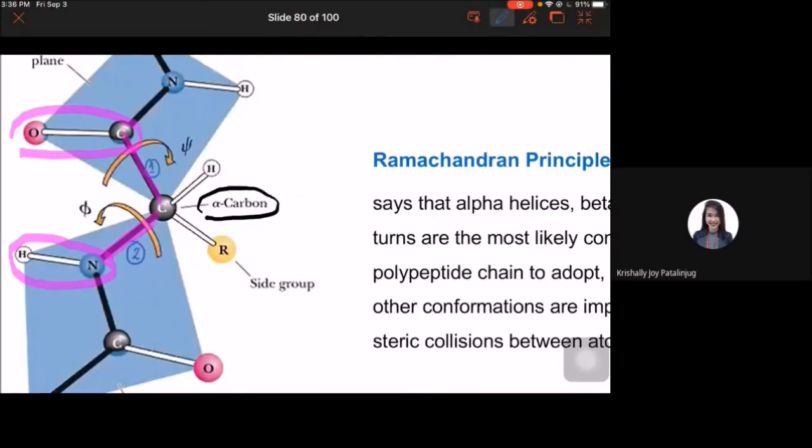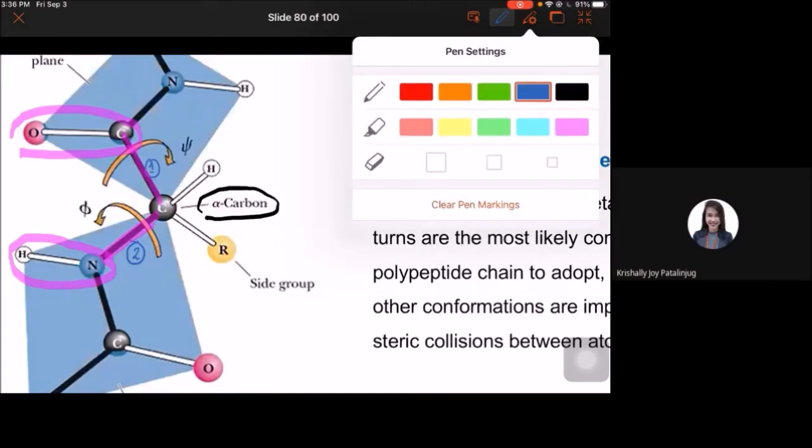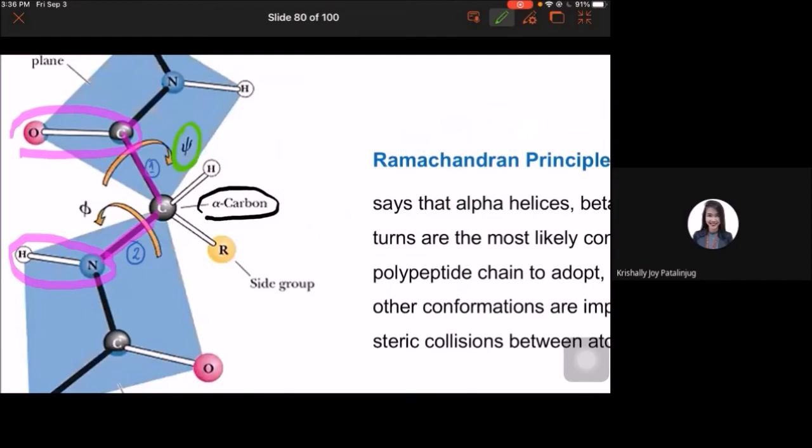Number one, the first type of Ramachandran angle is this one, encircled with color green, the one shaped like a fork. The angle is called psi. Psi angle, so that is one type of Ramachandran angle.